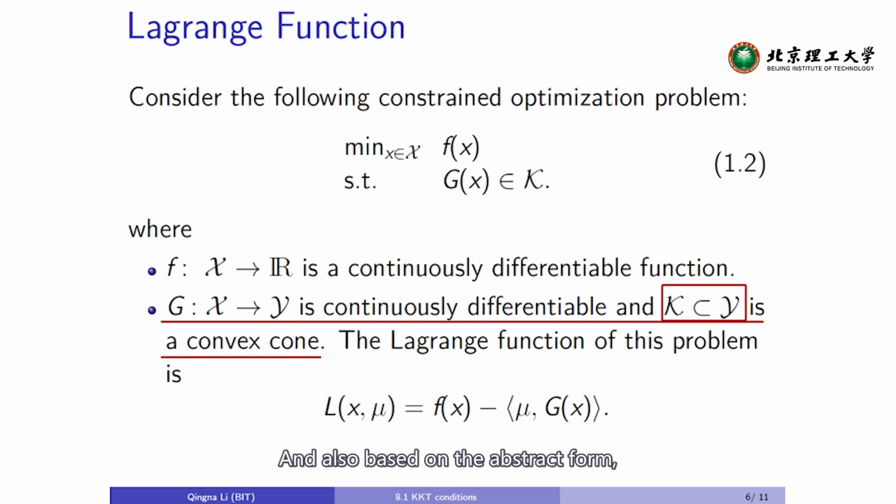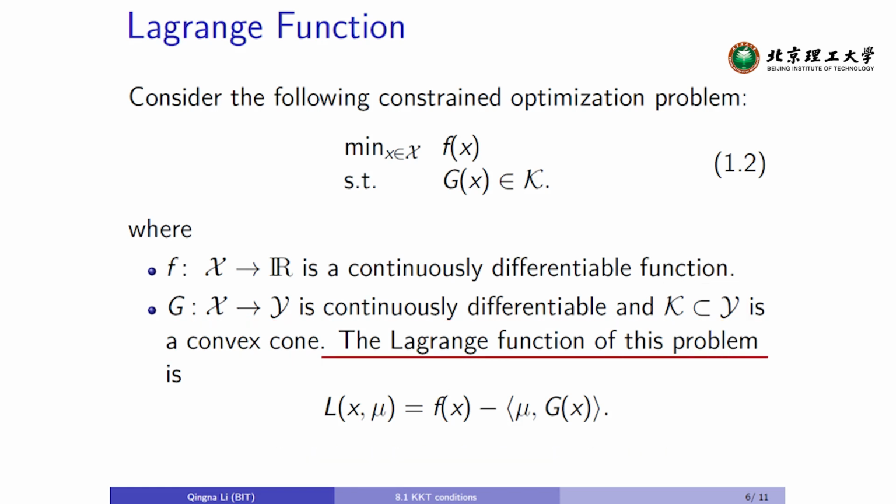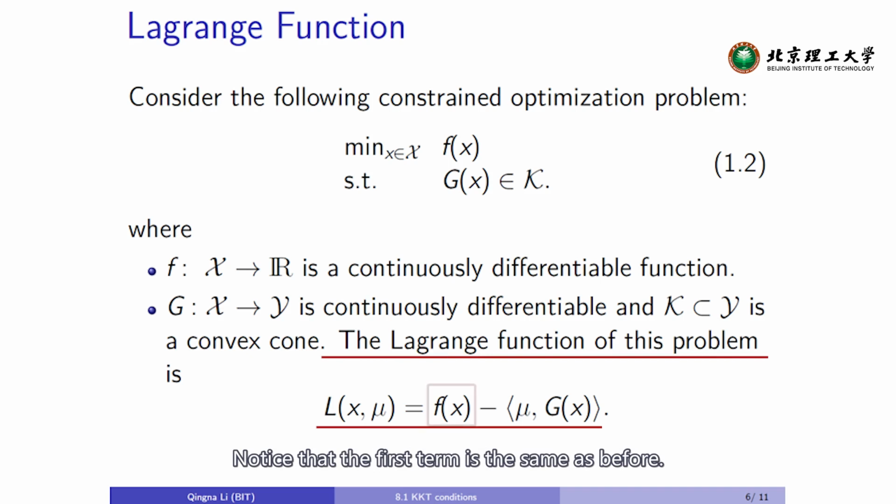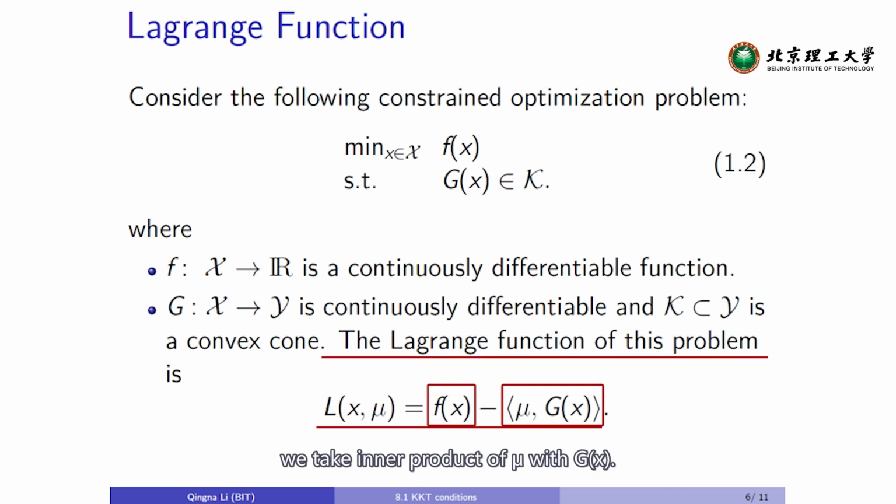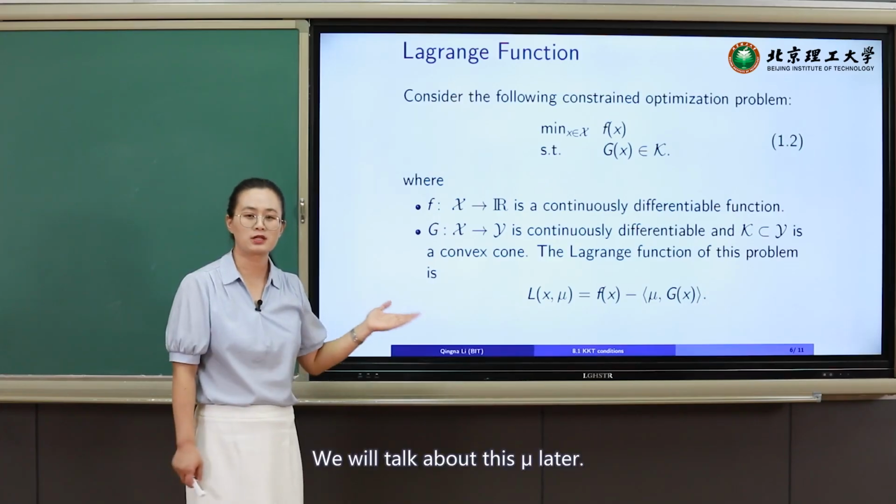Based on the abstract form, we can similarly write down the Lagrange function here. Notice that the first term is the same as before. However, for the second term, we take the inner product of mu with g(x). Notice that g(x) is in space Y, so this parameter mu is actually in the dual space. We will talk about this mu later.